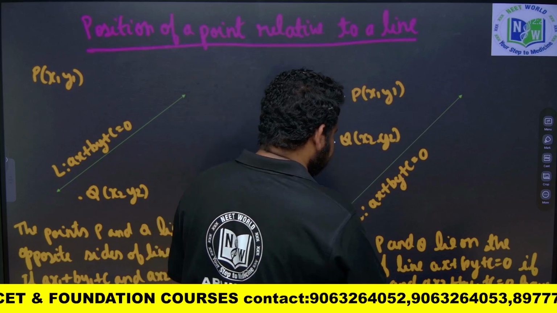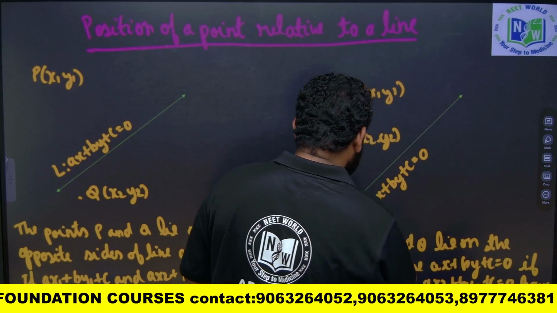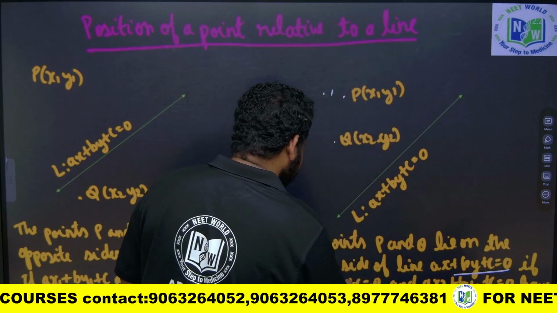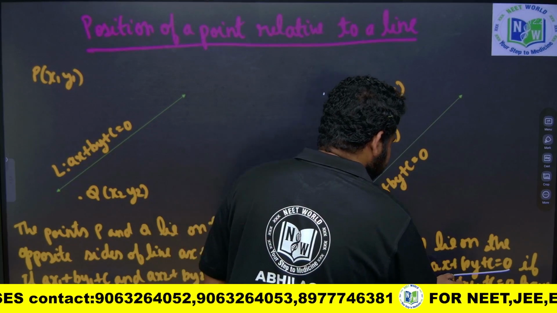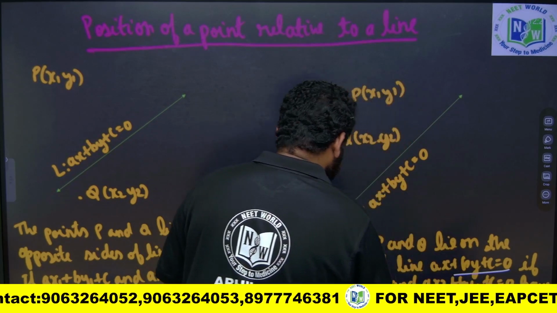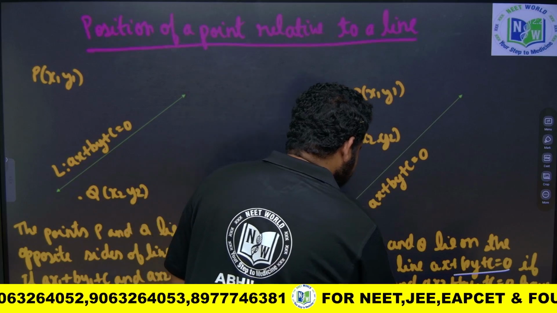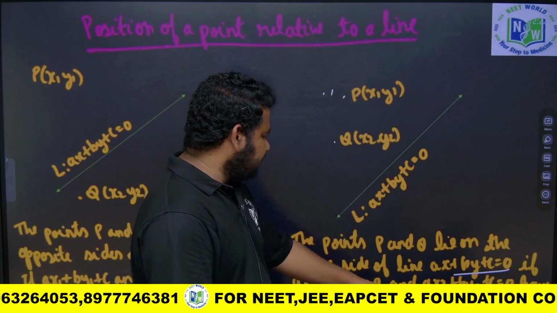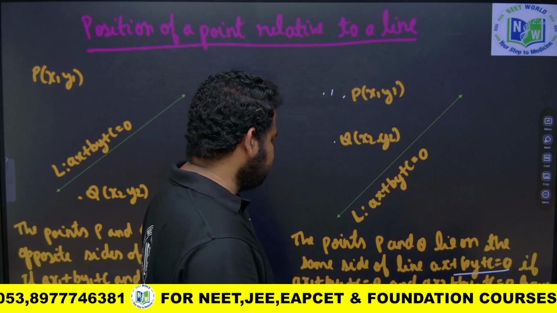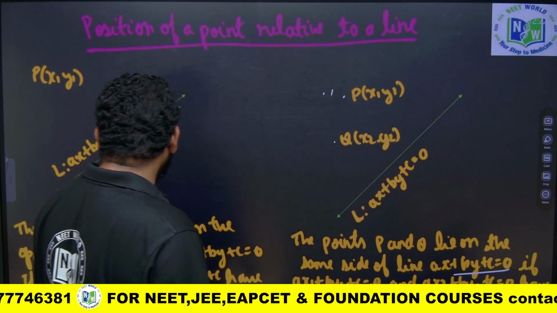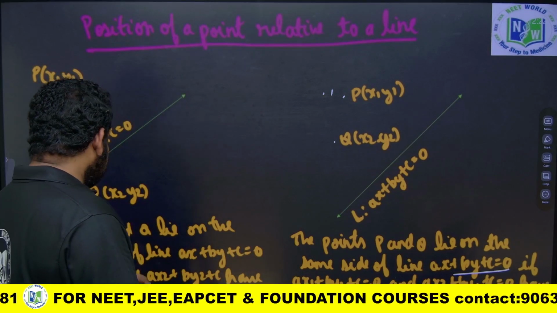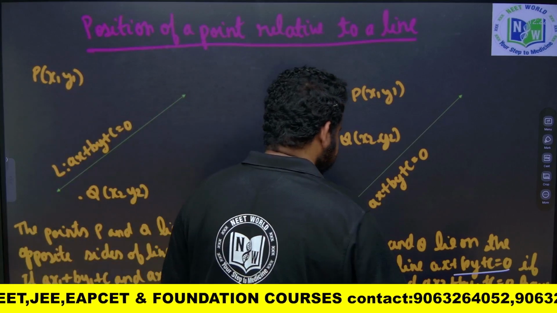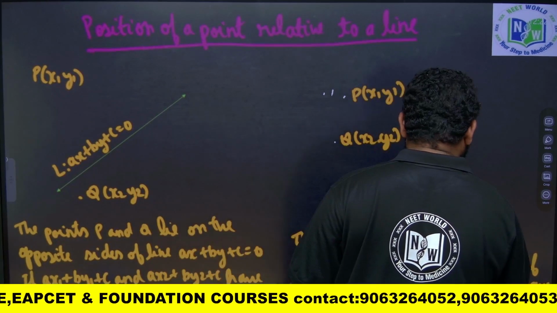Then in that case, what happens? The points P and Q lie on the same side of the line ax plus by plus c. If ax1 plus by1 plus c and ax2 plus by2 plus c have the same signs, then LP LQ is greater than or equal to 0. Here, if they are on opposite sides, then they have opposite signs and LP LQ is less than 0. Now let us see what LP LQ is.